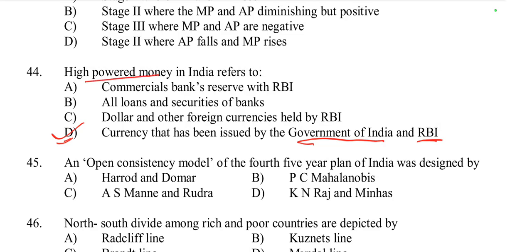So it includes the total currency issued by the Reserve Bank of India and the central government, which forms the basis for the broader money supply in the economy. So option D is right here.